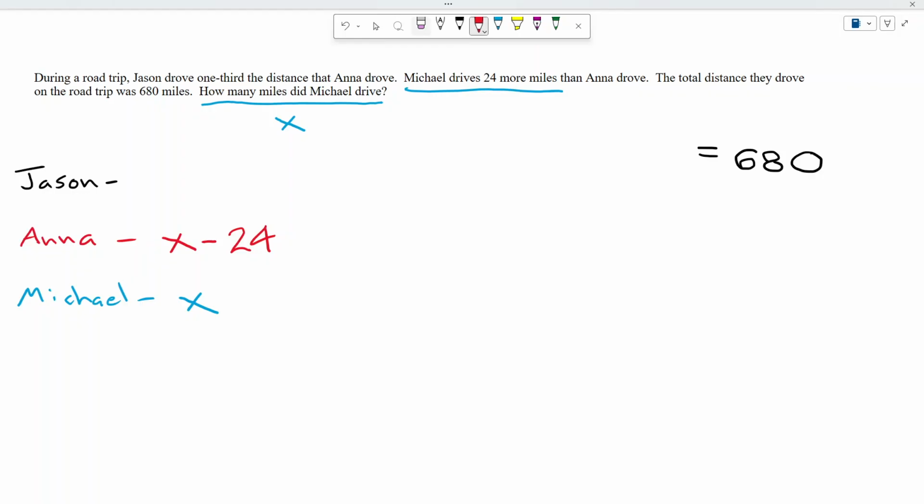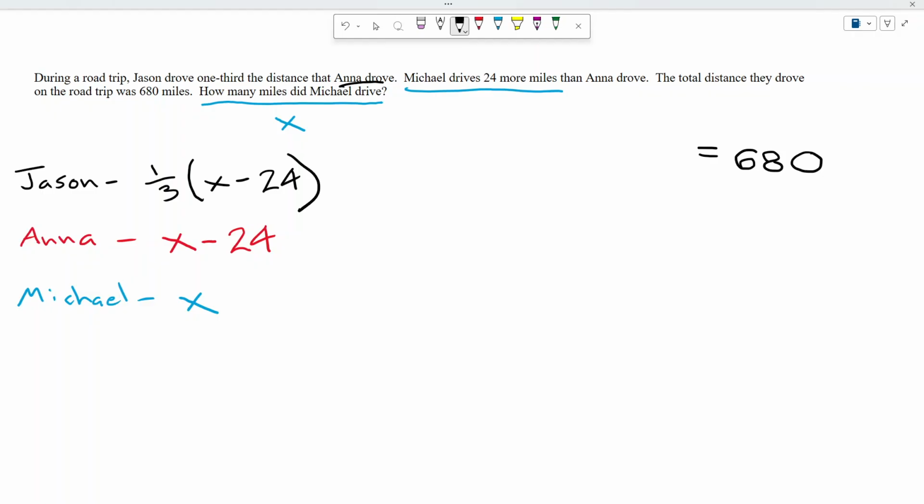So let's see what we can do about Jason. It says Jason drove 1/3 the distance that Anna drove. Well, we just figured out that Anna is equal to x minus 24. So all we're saying for Jason is that he drove 1/3 that distance, 1/3 the distance Anna drove. And Anna is x minus 24, so that must be Jason's total mileage.